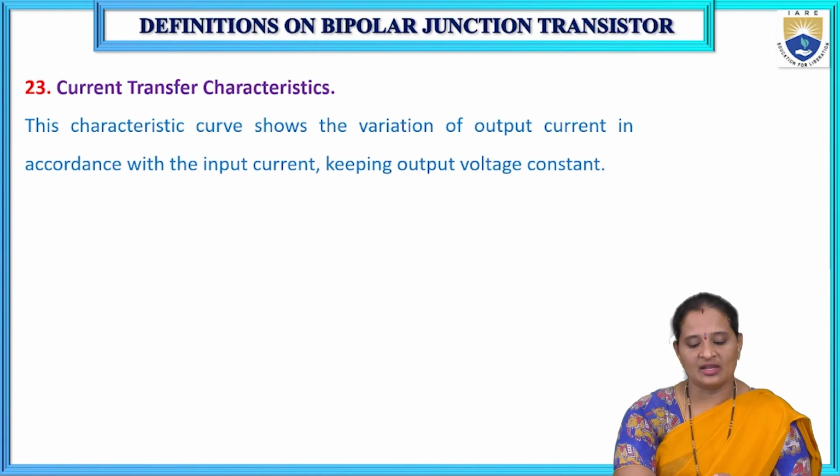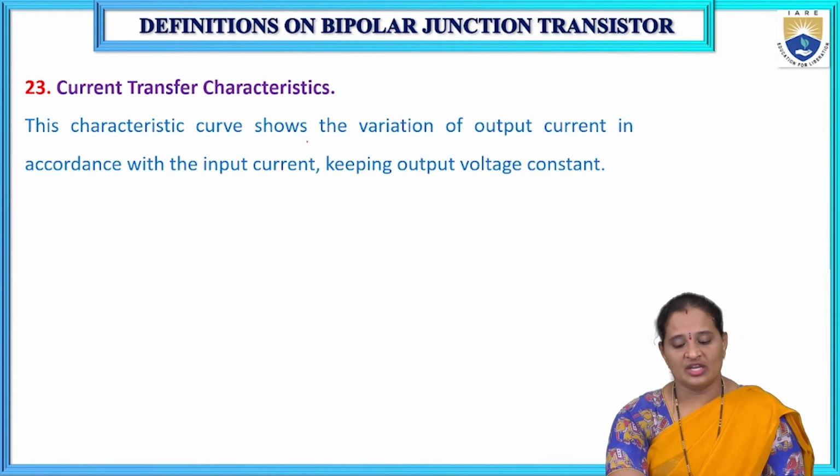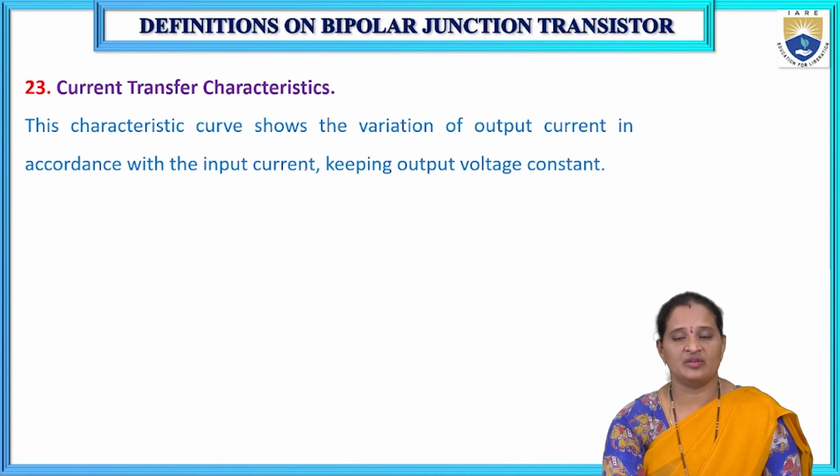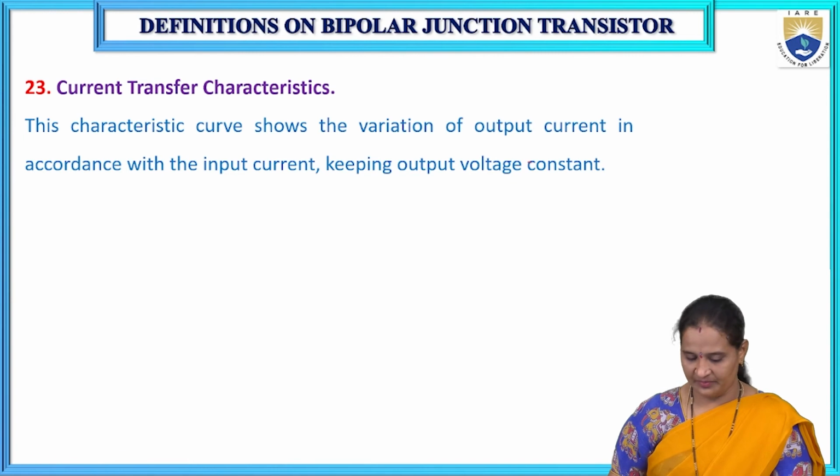Now, current transfer characteristics. The characteristic curve that shows the variation of output current in accordance with the variation of input current by keeping the output voltage constant is known as transfer characteristic curve or else current transfer characteristics.